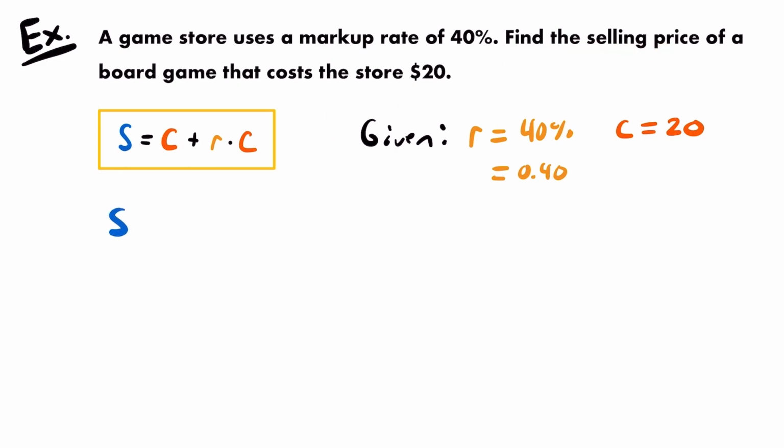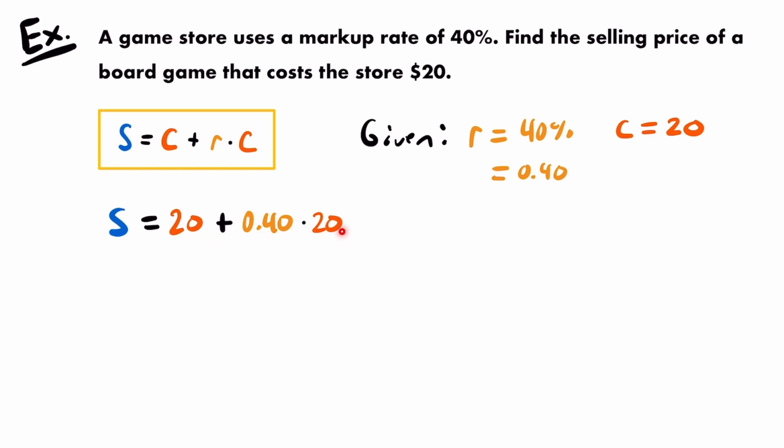All right, so we'll have S is equal to the cost, which is 20, plus the markup rate R, which is 0.40. So we'll write in 0.40, and that will be multiplied by the cost, which is 20. Now the equation is already in the form such that the variable we don't know is isolated. The selling price S is what we want to solve for, but it's already by itself. So all we have to do here is simplify everything on this side of the equation. We just have to do some math here. All right, so let's do that.